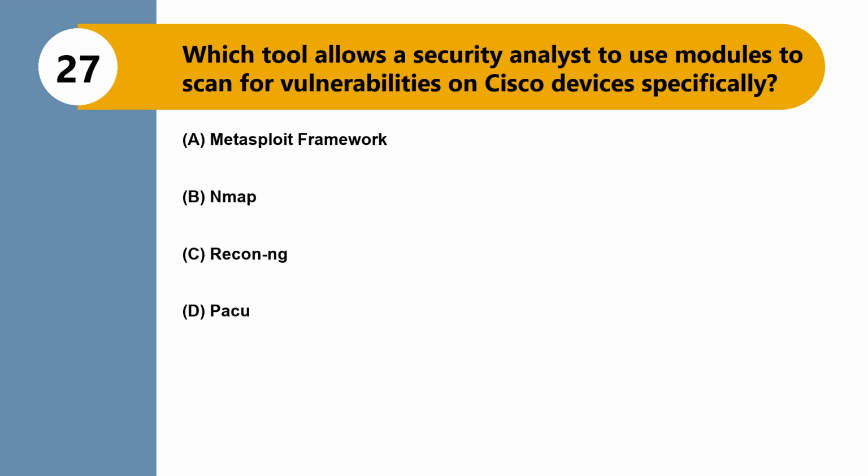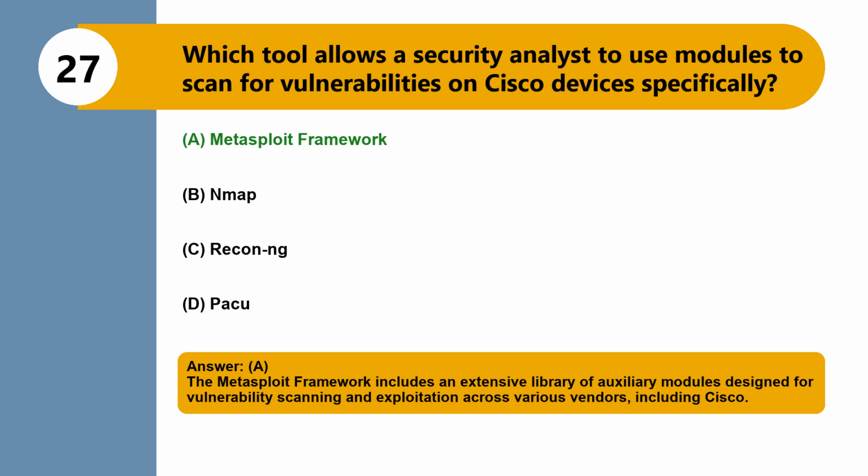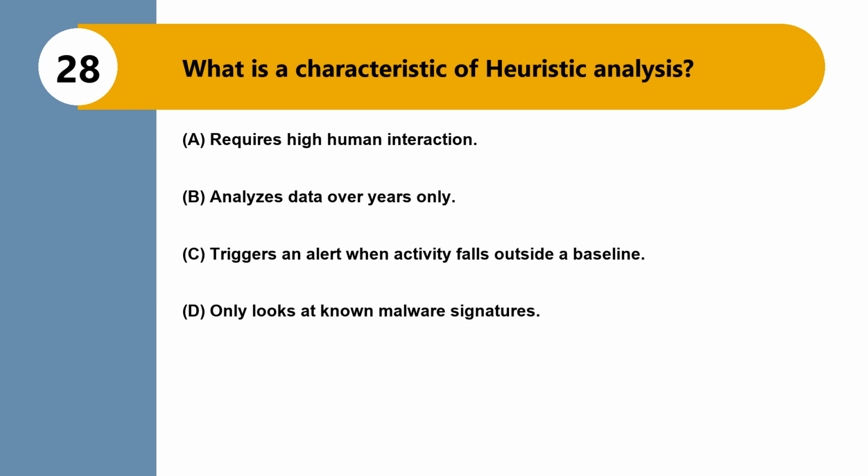Question 27. Which tool allows a security analyst to use modules to scan for vulnerabilities on Cisco devices specifically? Option A, Metasploit Framework. Option B, MEP. Option C, Reconning. Option D, PACU. The correct answer is option A, Metasploit Framework. The Metasploit framework includes an extensive library of auxiliary modules designed for vulnerability scanning and exploitation across various vendors, including Cisco.